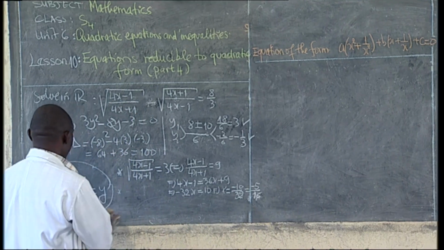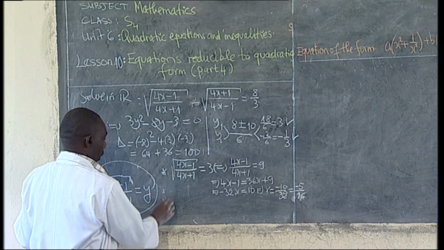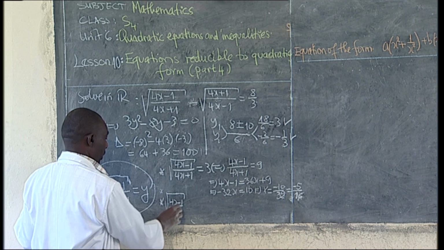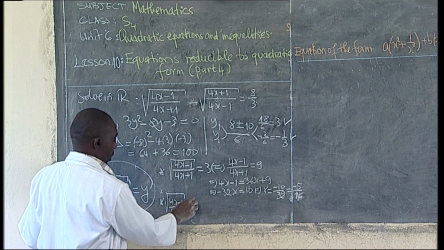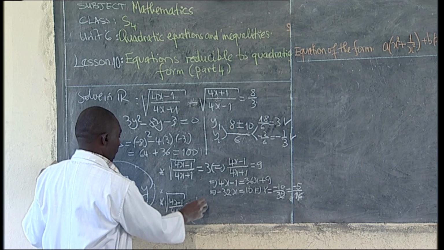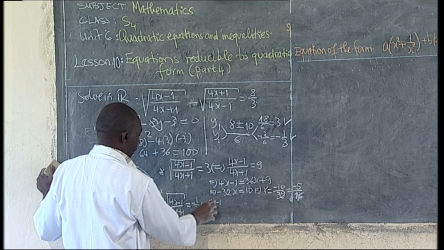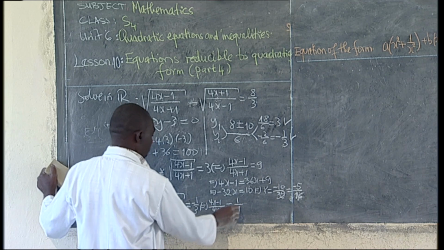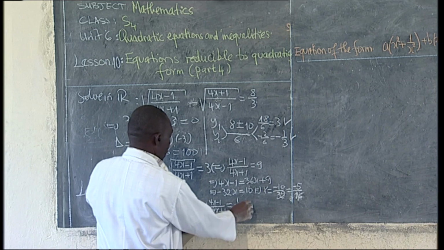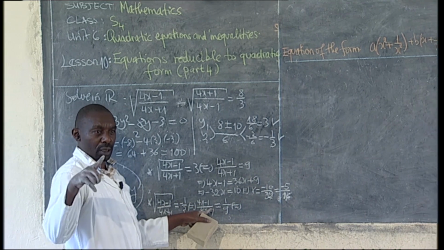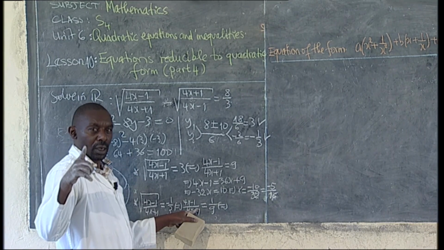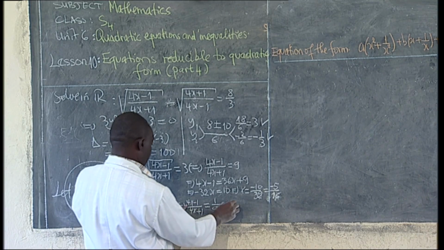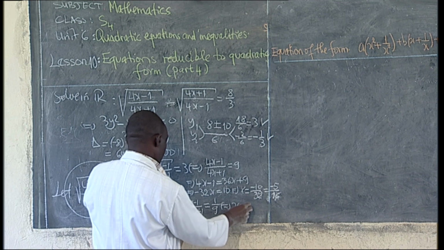16. Again, the square root of (4x minus 1) divided by (4x plus 1) is equal to negative 1 divided by 3, means that (4x minus 1) divided by (4x plus 1) is equal to 1 divided by 9. Then, by cross multiplication, hope you are together, isn't it?